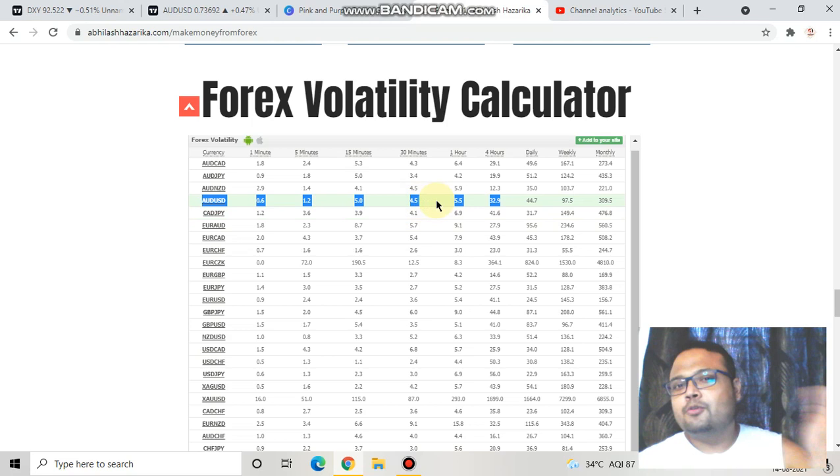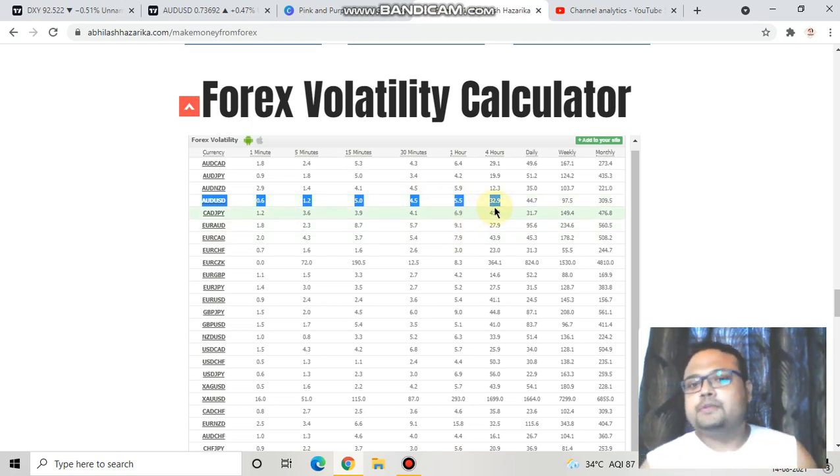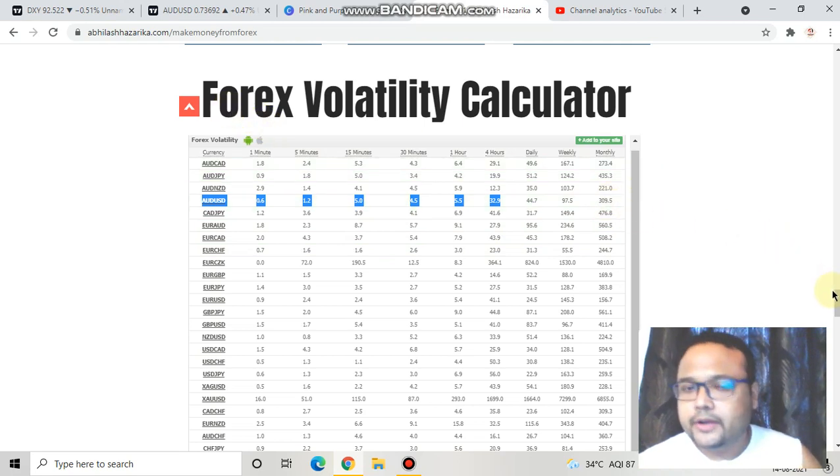You can expect a movement of 5.5 pips on the 1 hour and 32 pips in the 4 hour chart. So this changes every time. On Monday you will be seeing a different volatility. So do use this volatility calculator as well, just to find out how much profit you can expect on a trade.